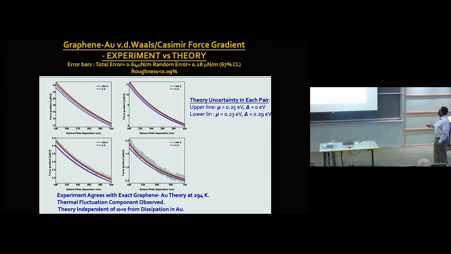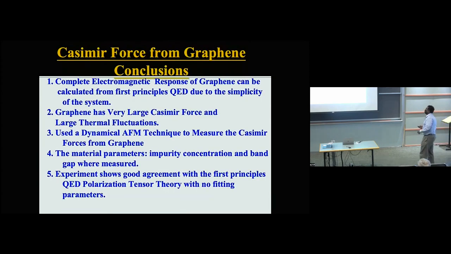So to conclude this one, the nice thing about graphene is that the complete electromagnetic response of graphene can be calculated from first principles. So epsilon is a function of k and omega. Graphene is interesting because of the very large Casimir force, even though it's atomically thin, and it has very large thermal fluctuations. That's what gives you the large Casimir force. Again, we use the same dynamic AFM technique to measure the Casimir force from graphene.